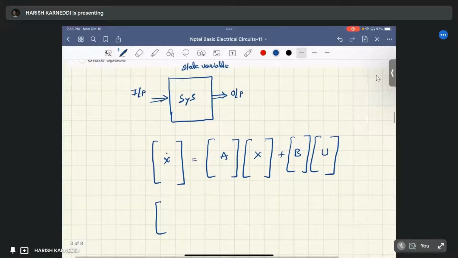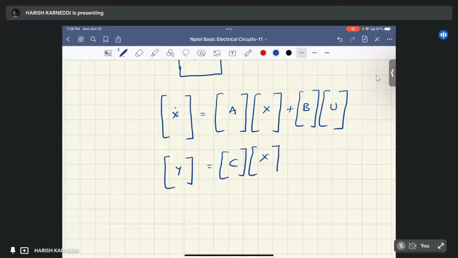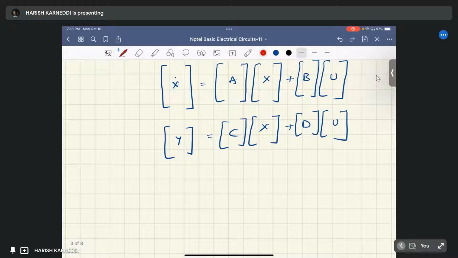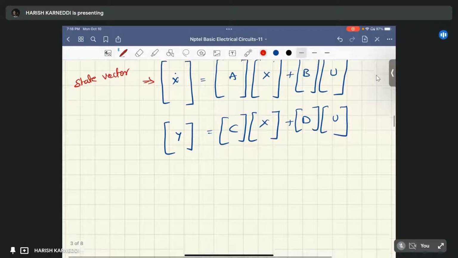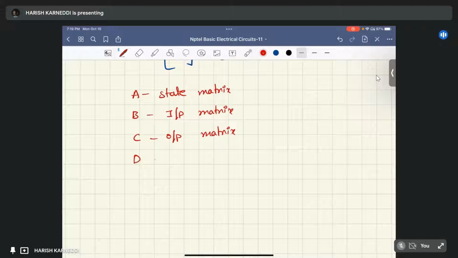Similarly, the output matrix Y equals matrix C into X plus matrix D into U, where X is the state vector, A is the state matrix, B is the input matrix, C is the output matrix, and D is the feed forward matrix.